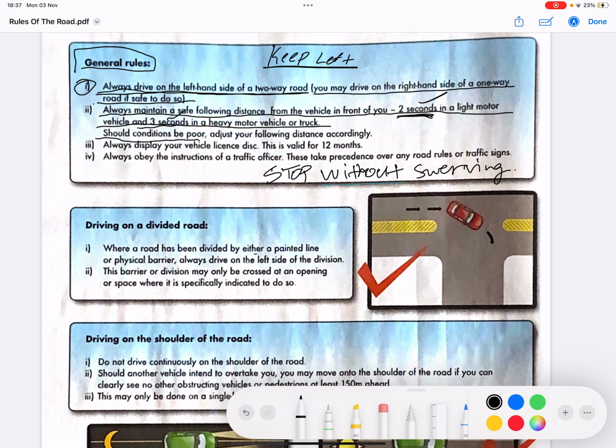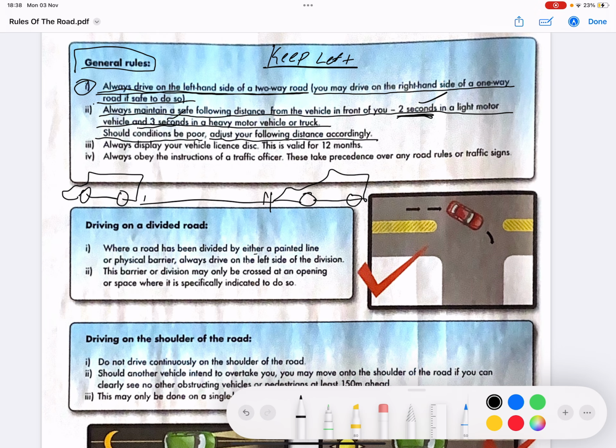Should conditions be poor, adjust your following distance accordingly. We're talking about if it's raining, it's misty, and so forth. You increase the distance. So instead of following closely, you keep an even bigger distance now that the conditions are poor.